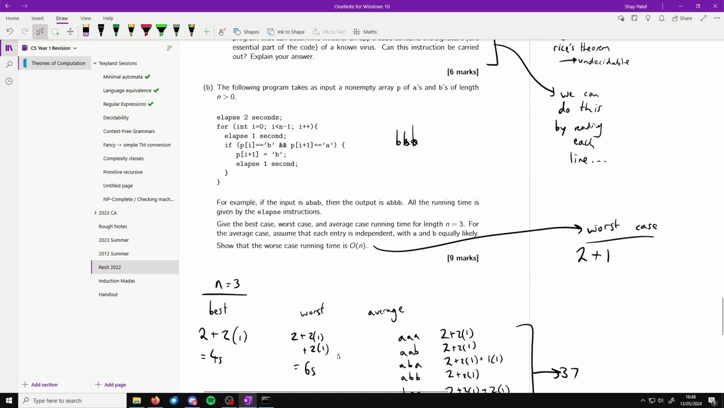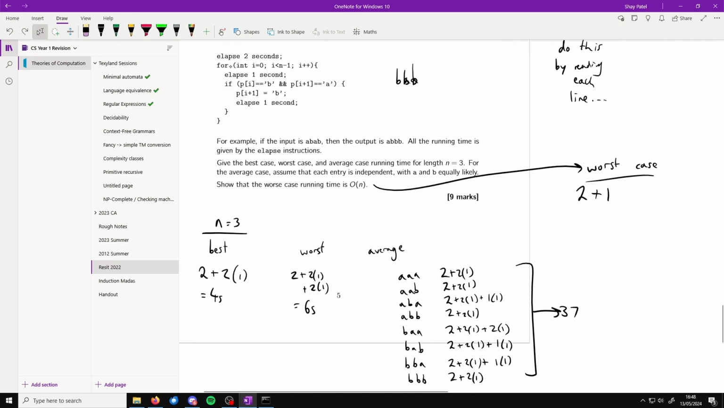In our worst case, we're doing 2 seconds at the beginning, no matter what the length of the input is. And then for n minus 1 of the characters, we're elapsing 1 second. So that's 1 times n minus 1. And if it starts with a B and then the rest are all A's, this is our worst case because we have to replace every single character with a B, one by one. So this is going to be n minus 1 replacements, each of them taking 1 second, so plus another 1 times n minus 1. This gets us 2 plus 2n minus 2, which is just 2n.